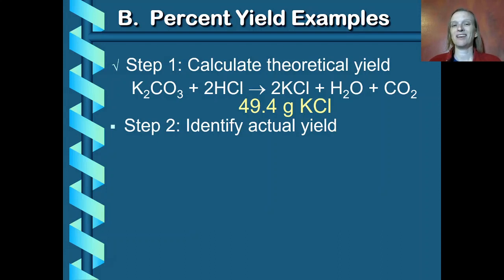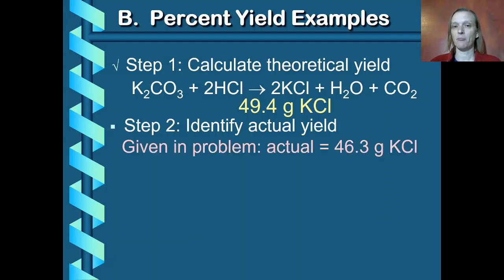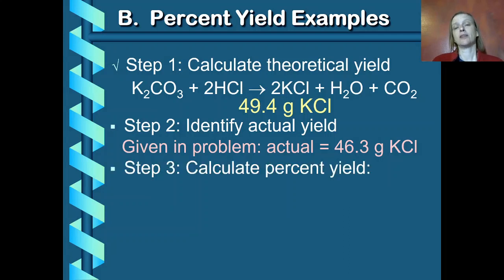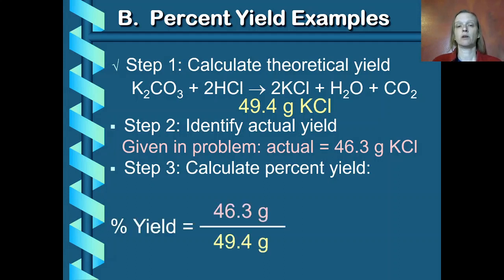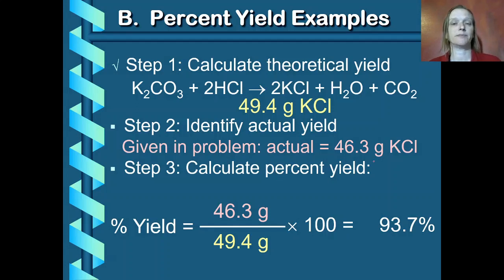Step 2 is to identify what the actual yield was. This was given to me in the problem. I was told that the actual yield was 46.3 grams of potassium chloride. So now step 3 is to actually calculate the percent yield. The percent yield is the part divided by the whole times 100. So I'm going to do 46.3 divided by 49.4 times 100. And my answer will be 93.7%.